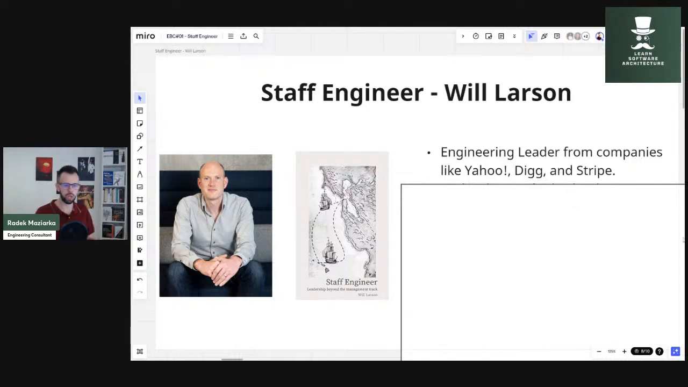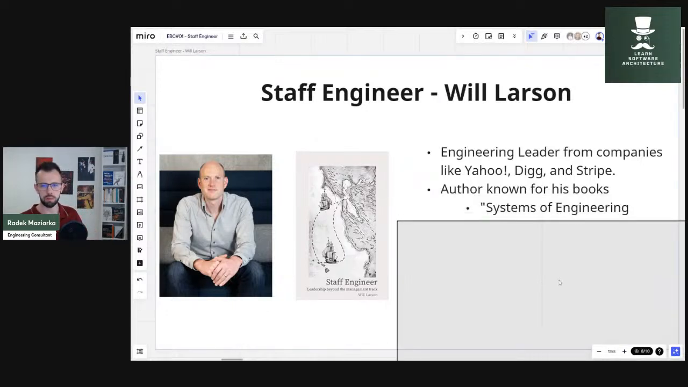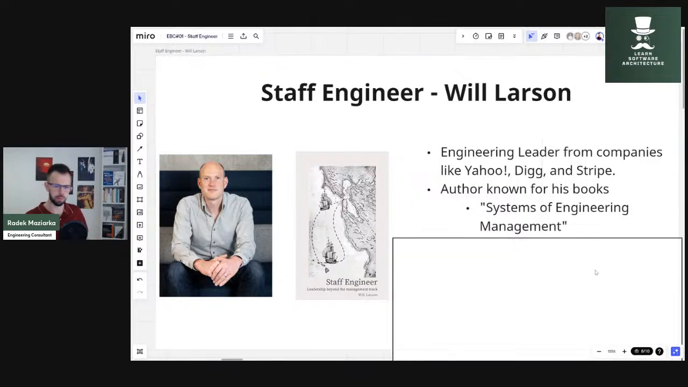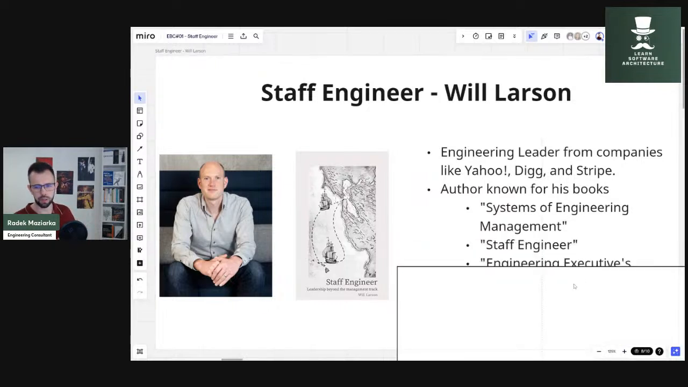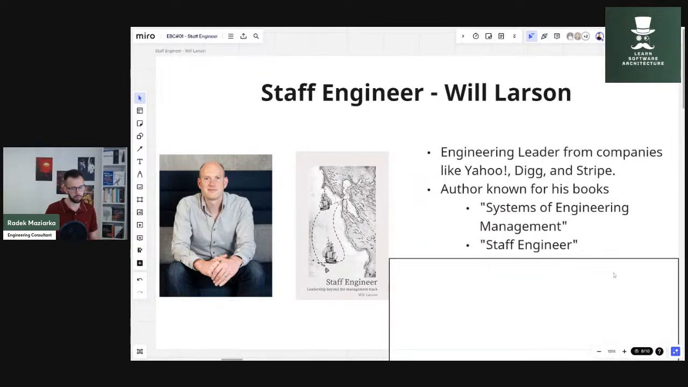Right now, Will has moved his focus to helping companies expand their engineering work and trying to improve different organizations, and he's sharing his knowledge by writing books. The book he is mostly known for is An Elegant Puzzle, on systems of engineering management. This book focuses on how to understand the role of the engineering manager in companies. The second book of his is, of course, Staff Engineer, which we're going to discuss today.